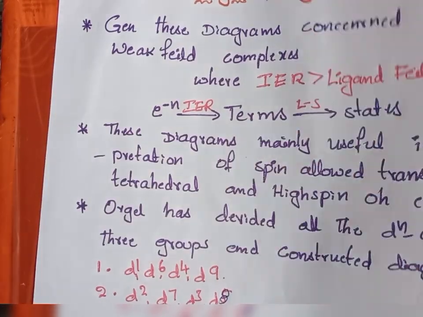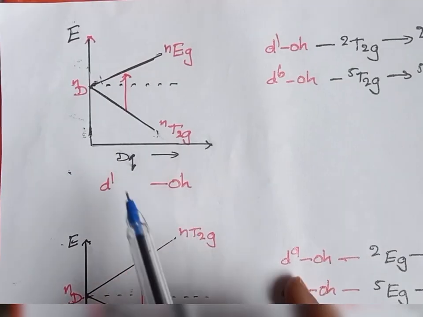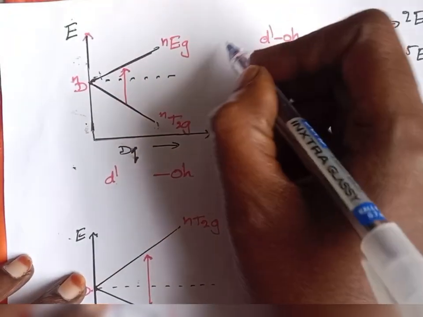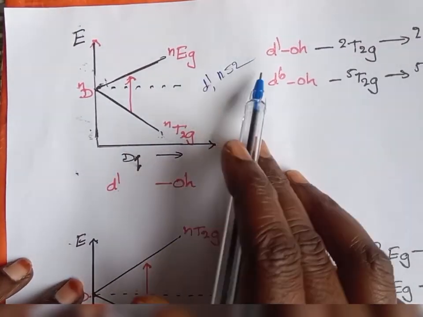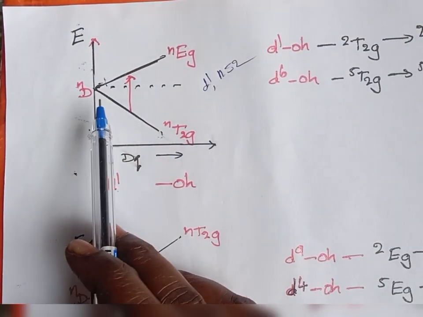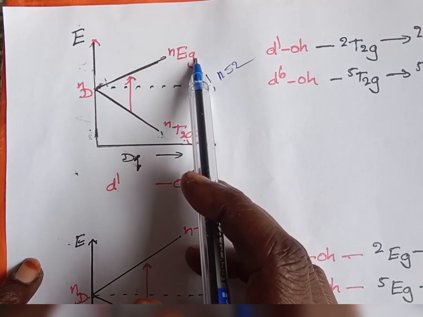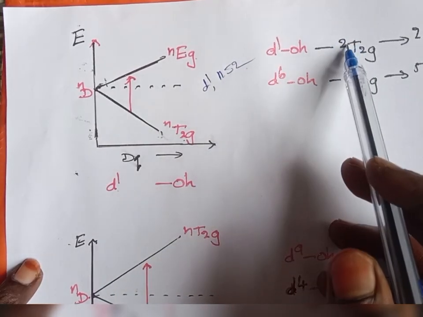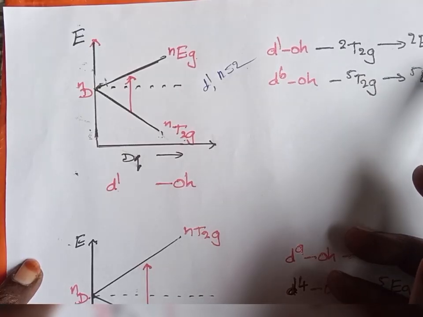Okay, so if we construct the Orgel diagram for the d1 configuration, for d1, as we know, the ground state term is D and n is 2, right? So for d1, n is 2. The splitting diagram will take place with the lower energy level as T2g and the higher energy level as Eg. So the possible transition, where n is 2, so the spin multiplicity is 2, is doublet T2g to doublet Eg, right?